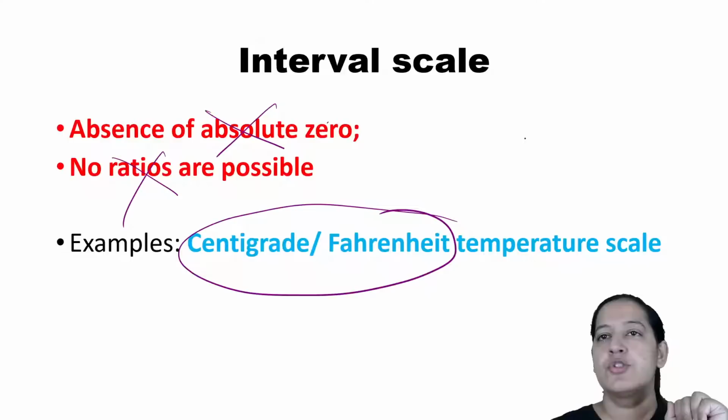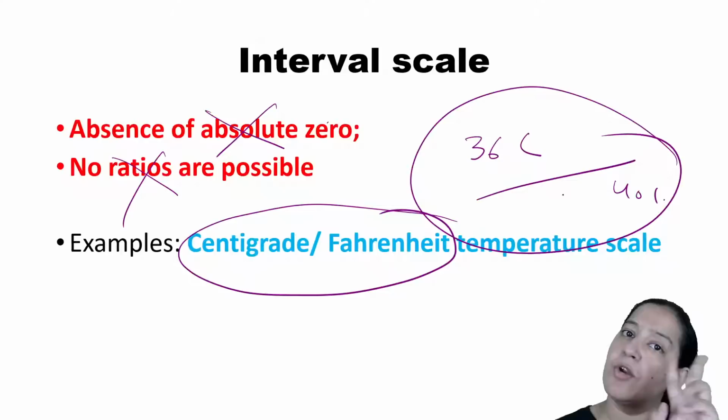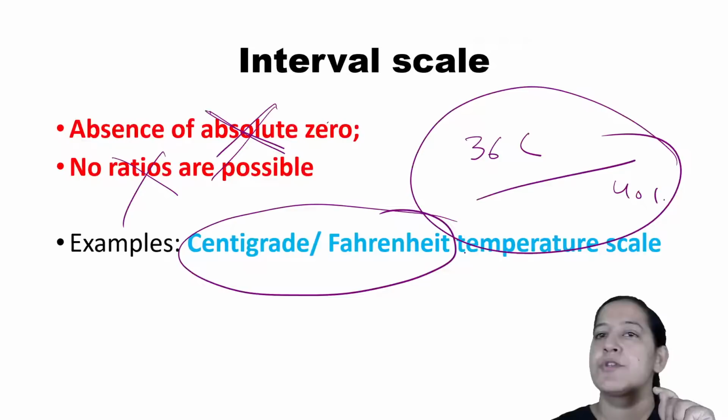One person has a body temperature of 36 Celsius, another has a body temperature of 40 Celsius. You cannot take the ratio, because absolute zero is absent. So you cannot compare. The only example here that I know is this one.